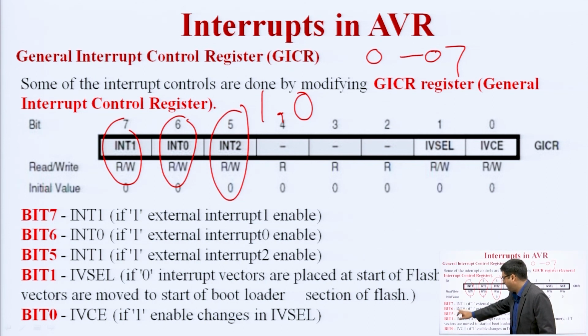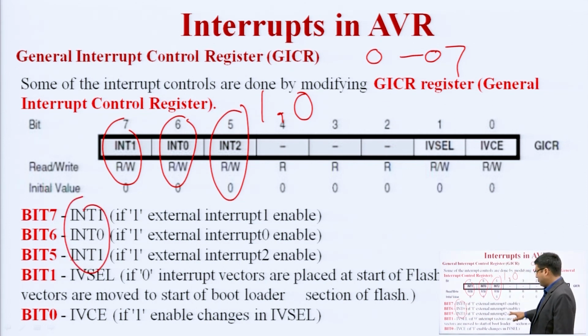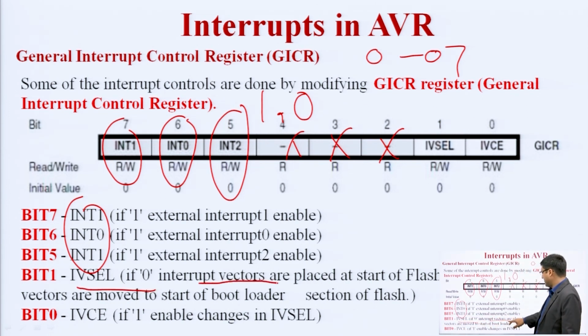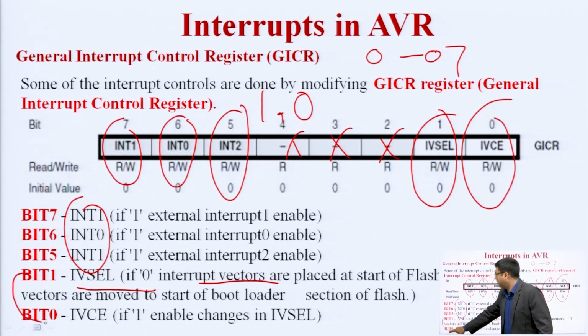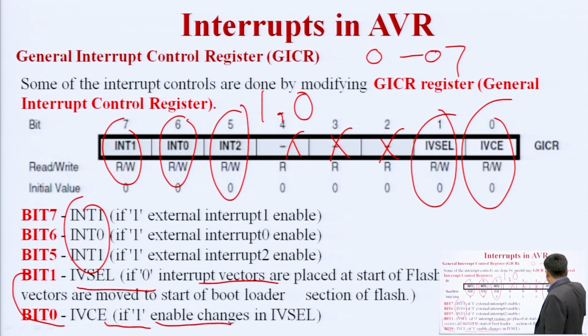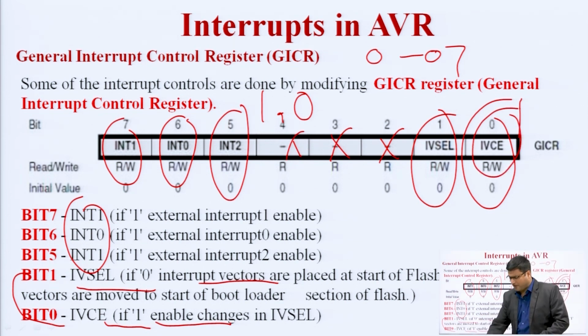So bits 7, 6, 5 are assigned to the 3 types of interrupts. Bits 4 and 3 will not be used. Bits 1 and 0 are user programmable. What is bit 1? That is IVSEL. It represents the interrupt vector select. The vector interrupt will be used by this bit. Bit 0 is basically IVCE. If the value of this is 1, that means it is enabled. So basically when we are executing, sometimes we need to store values in our interrupt registers.